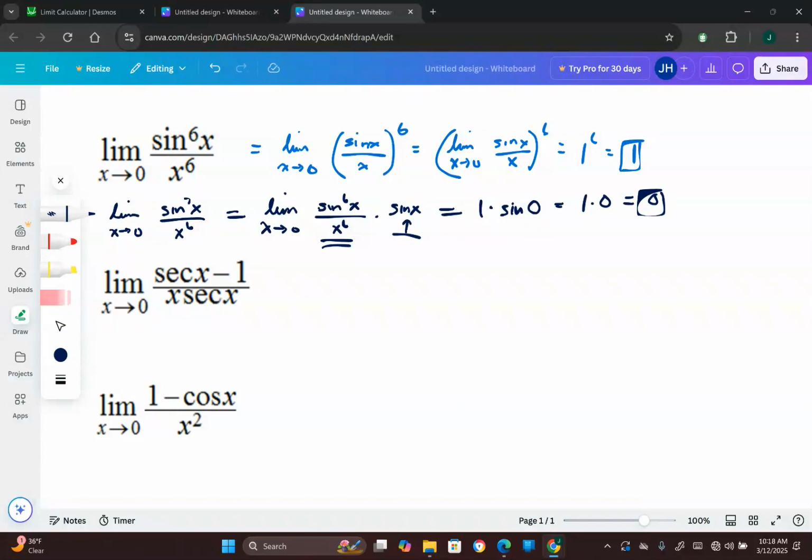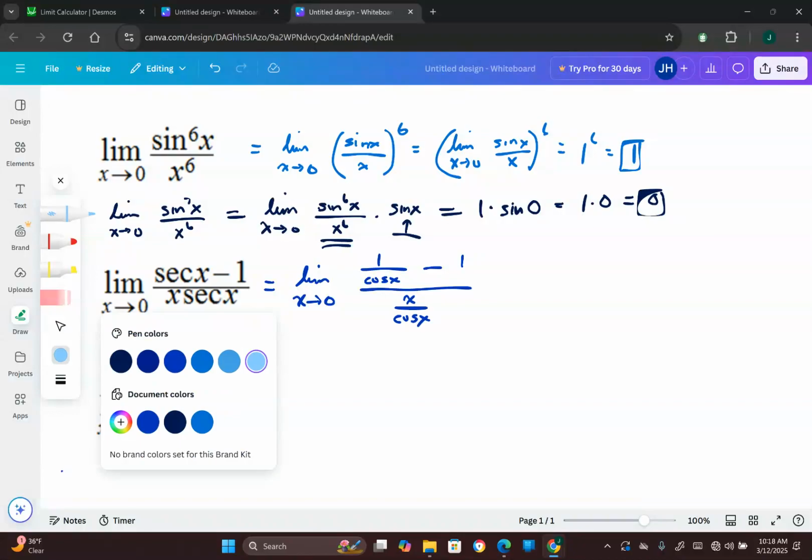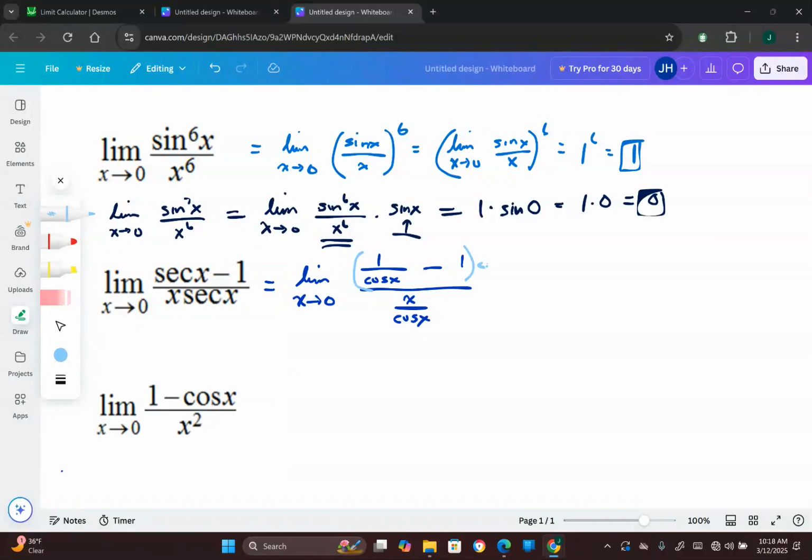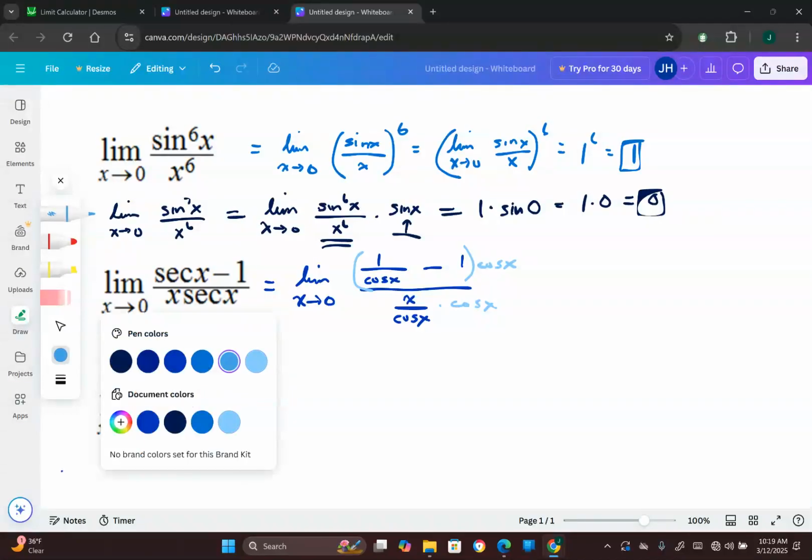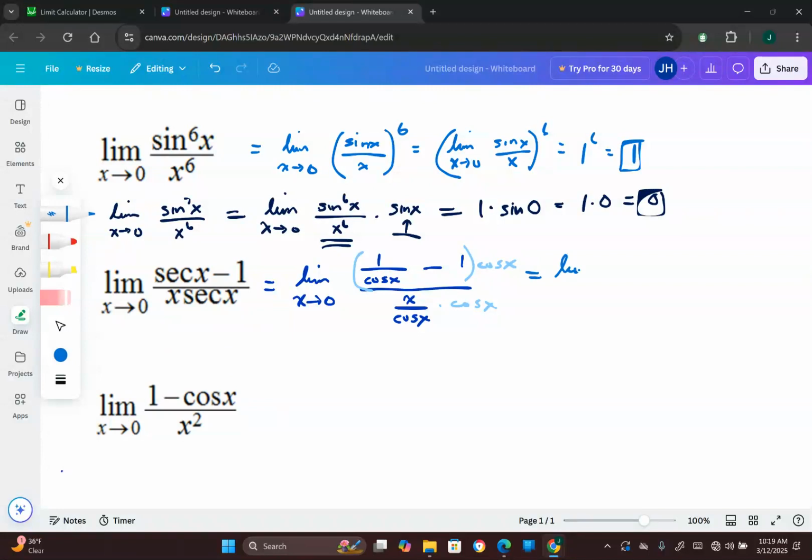I can think of several different ways to do this first problem with the secants. Now, I know I don't have any of my original formulas that involve secant. It's only cosine. So maybe I write all of this in terms of cosine. This would be the limit as x approaches 0. And on the top, this would be 1 over cosine of x minus 1. And essentially, the bottom is going to be x over cosine of x. Now, the one thing we talked about in mathematics, we don't really like fractions within fractions. So what I'm going to do is multiply the entire top by cosine of x. I'm going to multiply the entire bottom by cosine of x. And what's that going to do for me? It is going to create a new limit.